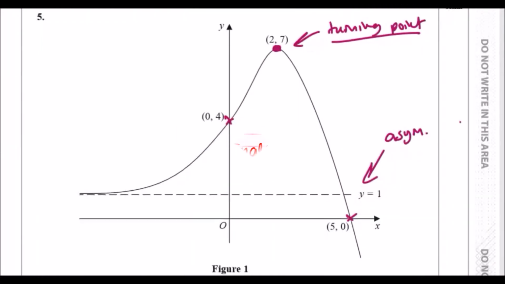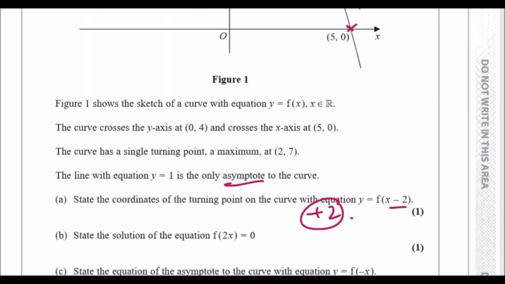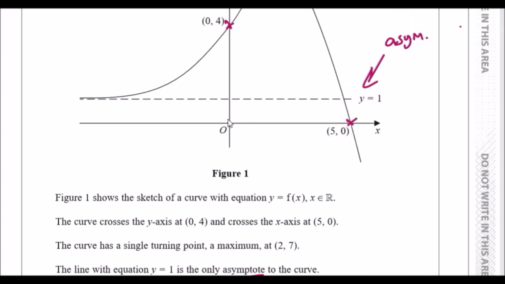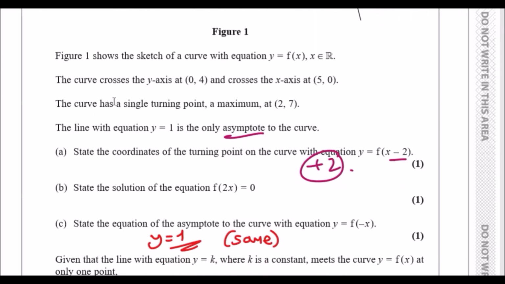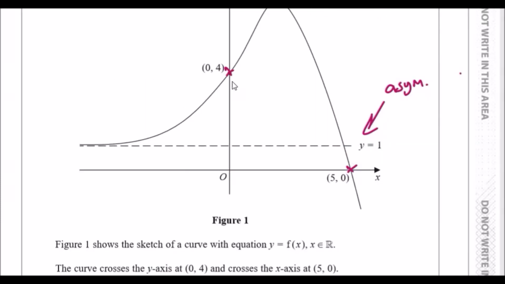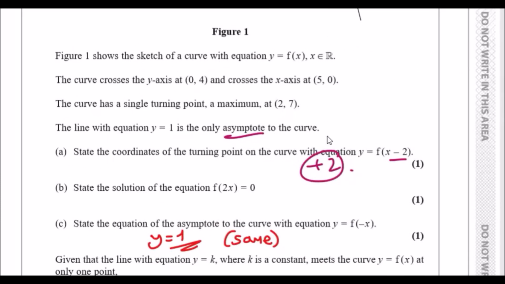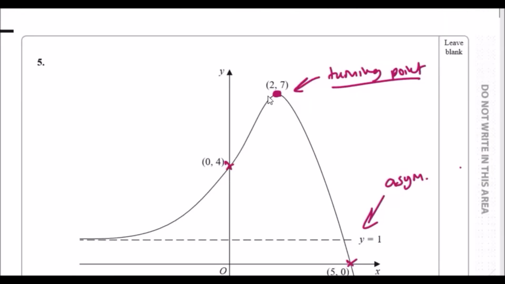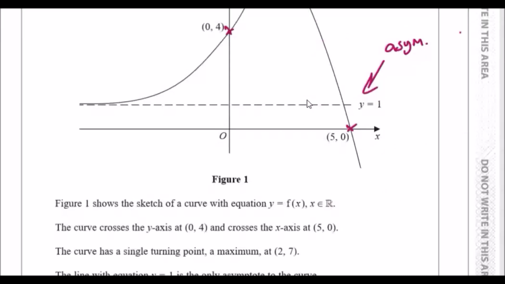Okay guys, here we go, question 5. Figure 1 shows a sketch of a curve with equation y equals f(x), so just a nice general name. The curve crosses the axes at (0, 4) and (5, 0), so typical ones, just always crossing over here. Now the curve has a single turning point at (2, 7), which is over here, the highest point, which is also the turning point.